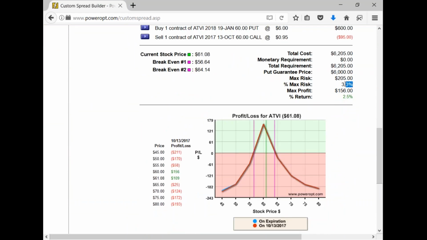All right, so now I've lowered my maximum risk to 3.3%, and I still have a potential profit of 2.5%. Right, this is a married put with a covered call against it. Income method number 1. All right.